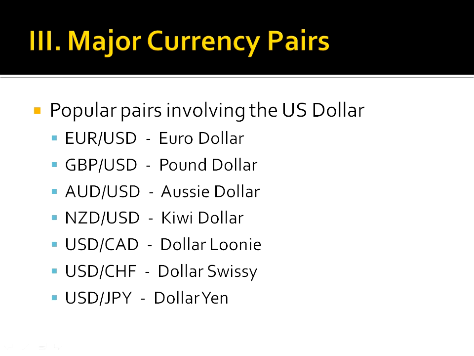Now, some of these currencies have some odd names to them. The Euro USD, Euro dollar, that makes sense. The Pound USD, the Pound dollar. The Australian dollar is called the Aussie. So we have the Aussie dollar. New Zealand, that's referred to as the Kiwi. So we have the Kiwi dollar. The US dollar Canadian dollar is often referred to as the loonie. So we have the dollar loonie. The Swiss franc is the Swissy, so the dollar Swissy, and then the dollar yen. That one doesn't have a fancy name like the others.